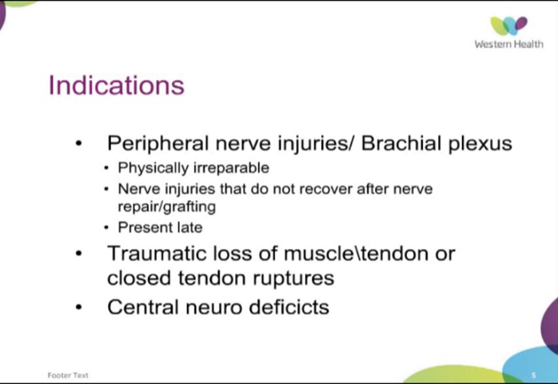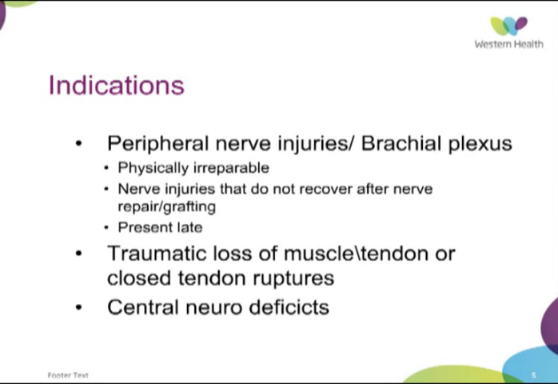So as far as why we need to use tendon transfers, peripheral nerve injuries are by far and away the most common reason for using transfers. It's also used for brachial plexus type injuries. So for the nerve injuries, those that need transfers may be physically irreparable, such as nerve root avulsions. It includes nerve injuries that do not recover after repair or grafting. And sometimes we actually use tendon transfers as an internal splint while the graft is taking. And also for those peripheral nerve injuries that present late, they undergo end plate fibrosis, therefore a nerve graft would not work in that situation.